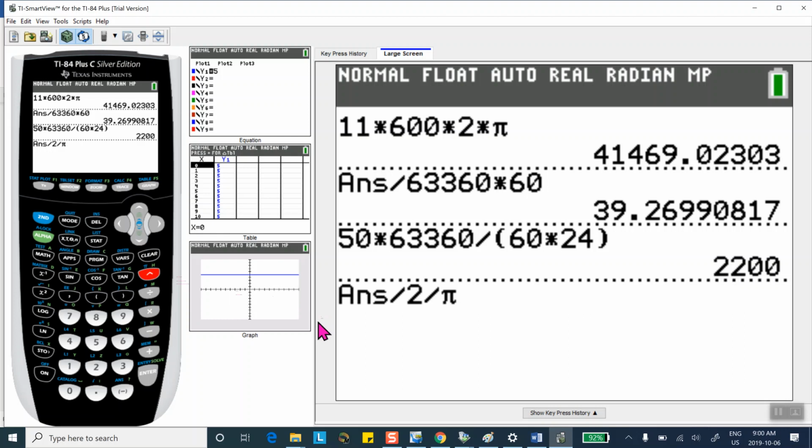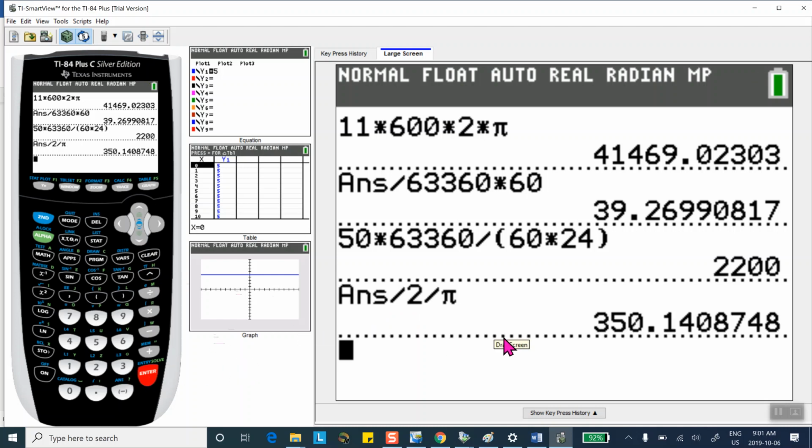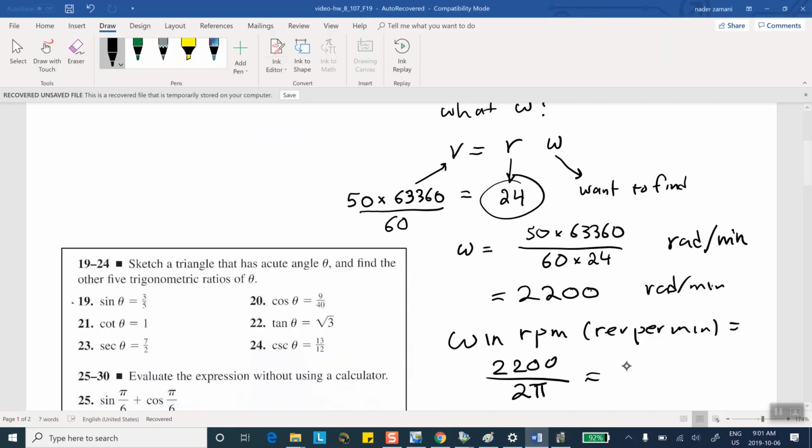Now, I also want to point out to some of you that may not see that you could have done this thing by answer divided by parentheses 2 times pi. Since I did not want to enclose the parentheses, I divided by 2 and then I divided by pi. And this is 350 RPM. I rounded it to whole numbers right there.